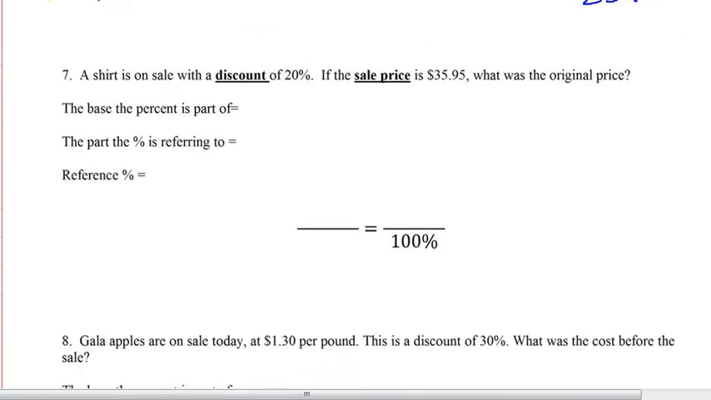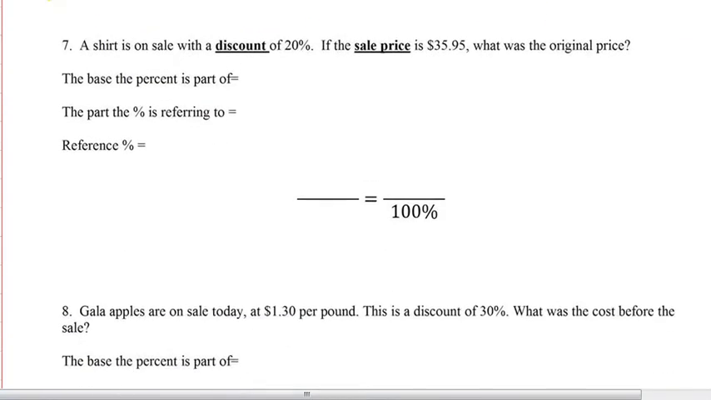Okay, so the next 2 can be a little bit tricky, but they're very important because they make you really pay attention to the wording. So a shirt is on sale with a discount of 20%. If the sale price is $35.95, then what is the original price? So if you remember, original price, this is our base. That's what we're looking for, the original price.